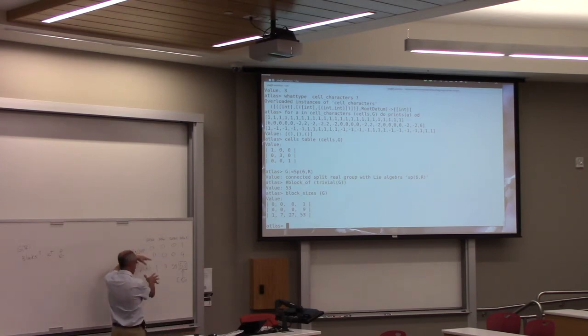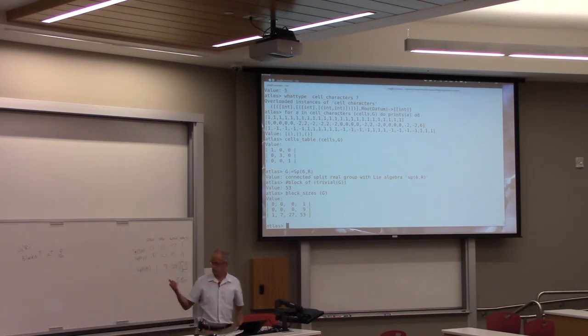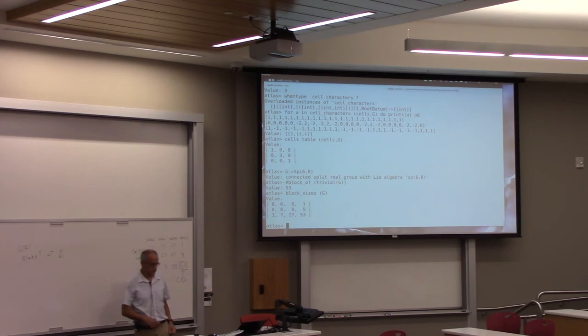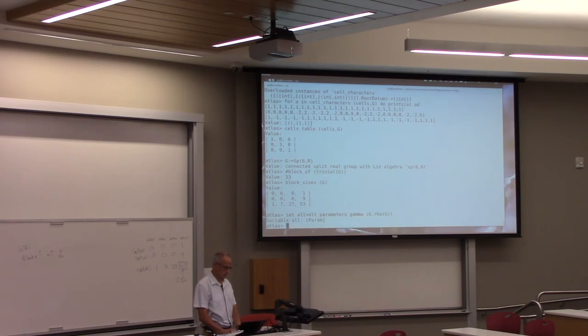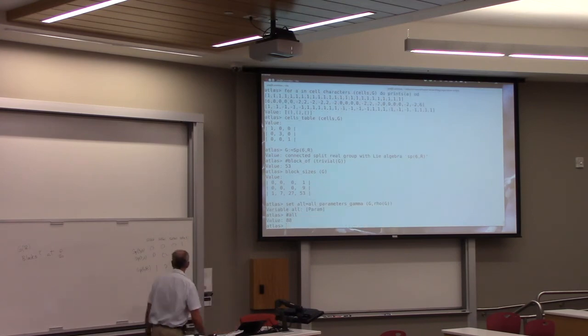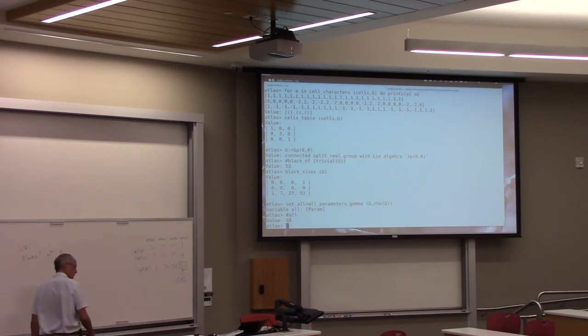So this is the dual picture. Let's go back over here. How many representations does Sp(6,R) have at infinitesimal character rho? 88. So there are 88 representations at rho, and I've got 53 of them in this block.